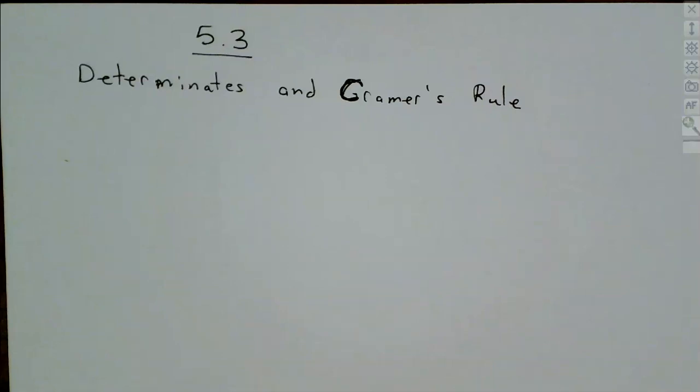By hand, it's a little bit more complicated than using elimination. Elimination is probably the easiest, or Gauss-Jordan. Gauss-Jordan back substitution is pretty quick as well. But we're going to talk today about determinants in Cramer's rule.